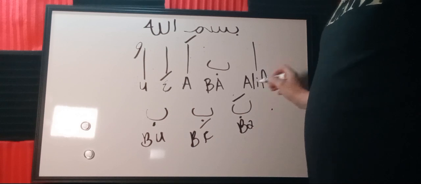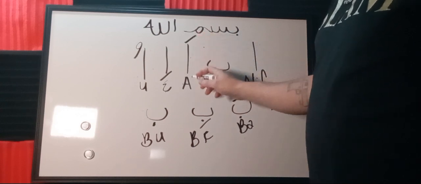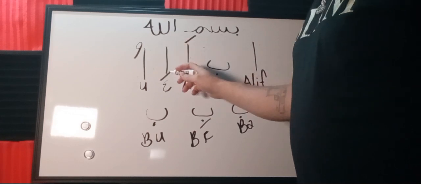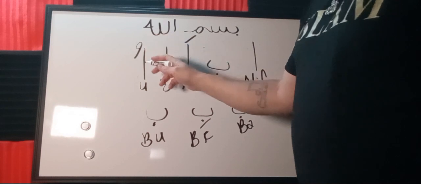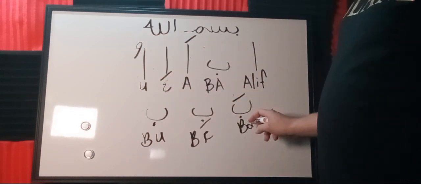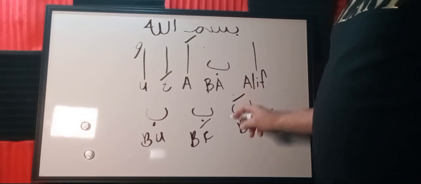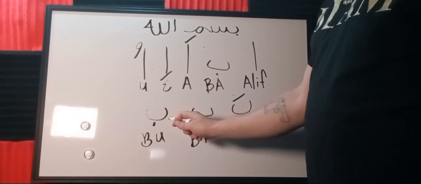Aleph. Ba. Line on the top, A. Line on the bottom, E. Upside down 6 up top the letter, U. Ba. B. Boo.